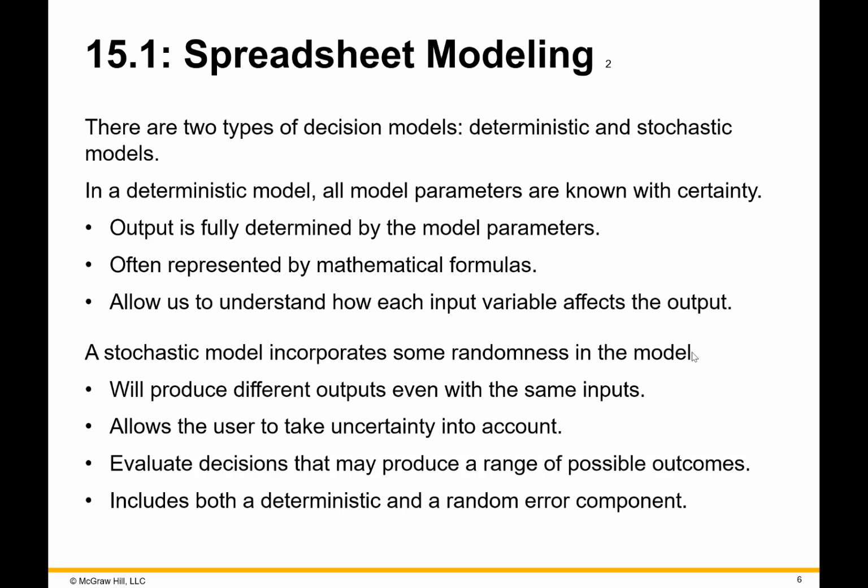A stochastic model, on the other hand, incorporates some randomness in the model. Therefore, the model will produce different outputs even with the same inputs. The model allows the user to take uncertainty into account and to evaluate decisions that may produce a range of possible outcomes. A stochastic model often includes both a deterministic component and a random error component.